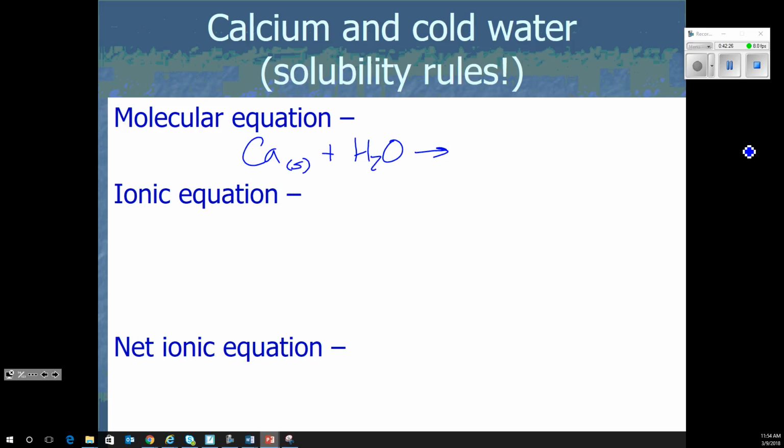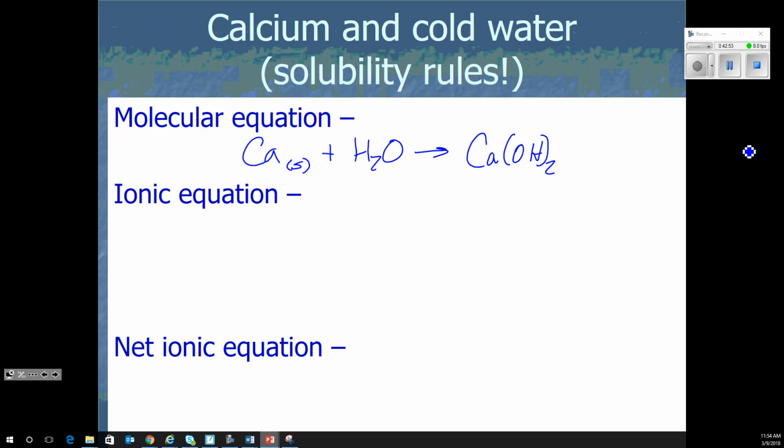Okay, we know water splits up into H and OH, right? It doesn't split up into H and O. So calcium will take what kind of charge? Positive 2. Is it going to go with the H or the OH? OH. So we're going to get over here calcium hydroxide, because we'll need 2 hydroxides to go with the calcium.